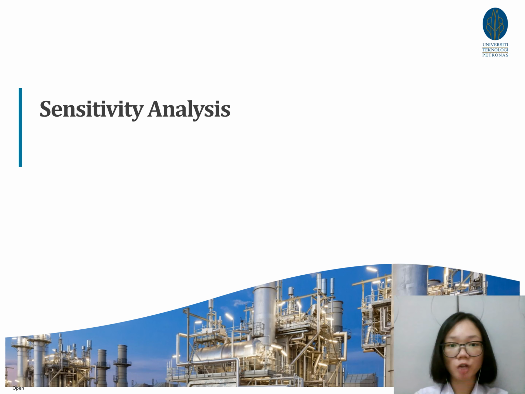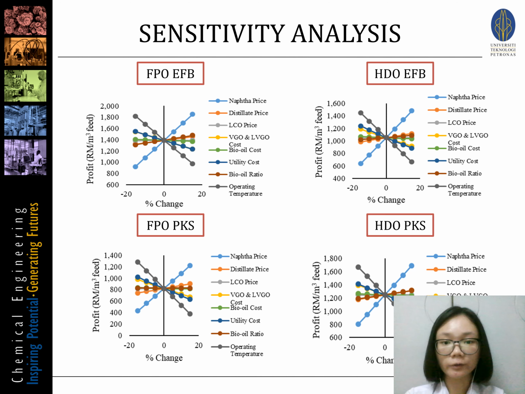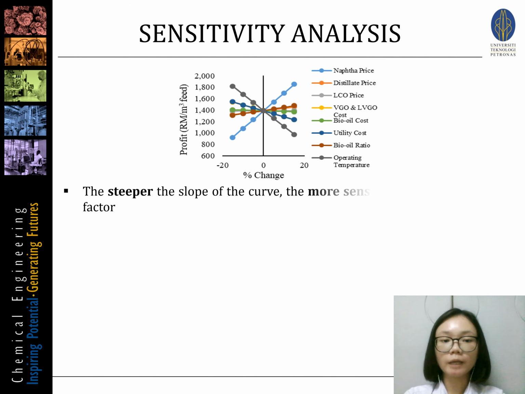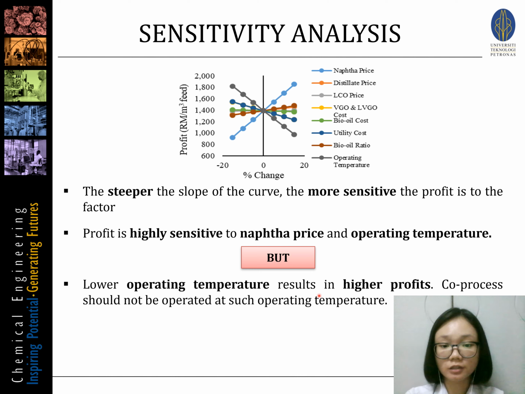And now I'd like to talk about the sensitivity analysis. And here I present to you the spider plot for all of the bulk oil. So for this spider plot, it can be said that the steeper the slope of the curve, the more sensitive the profit is to the factor. And based on this spider plot, it can be said that profit is highly sensitive to the naphtha price and also the operating temperature. But even lower operating temperature results in higher profit.